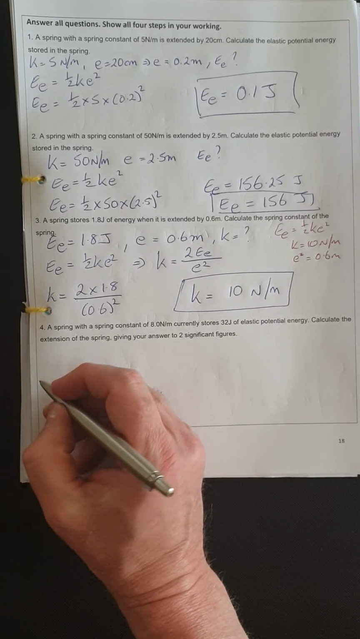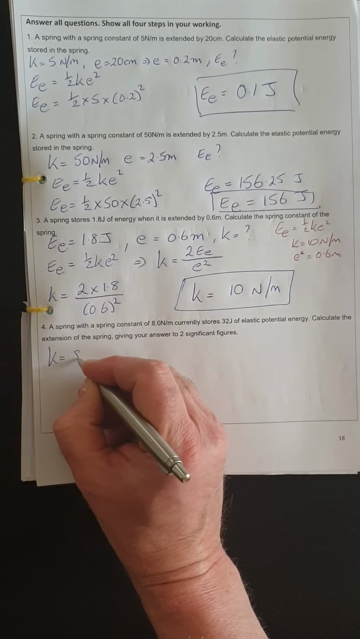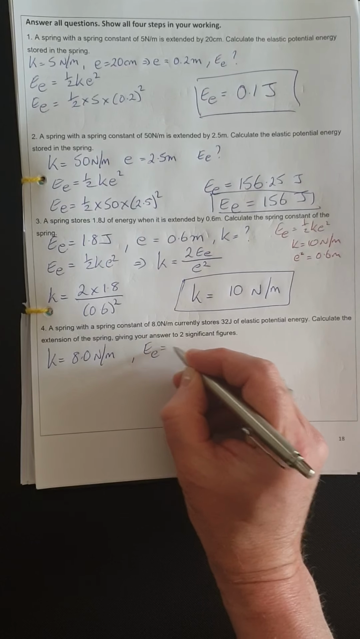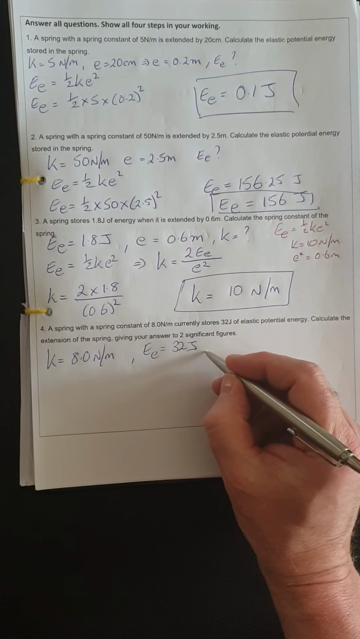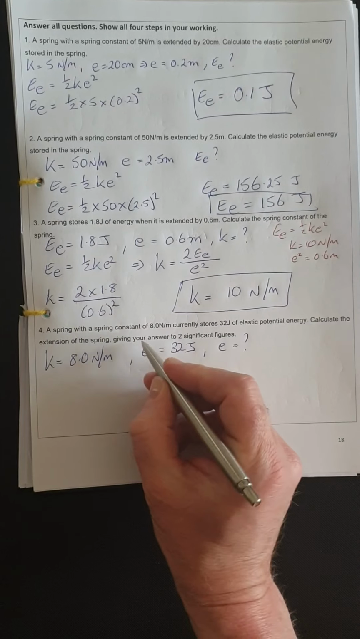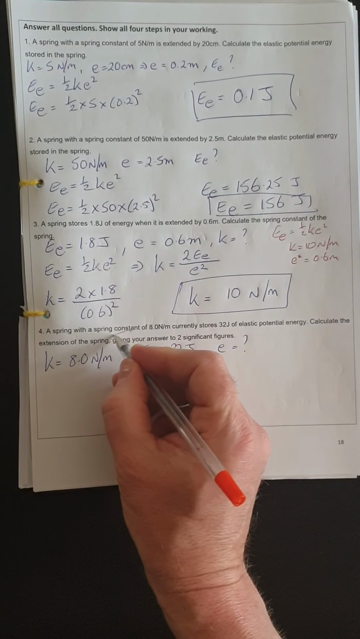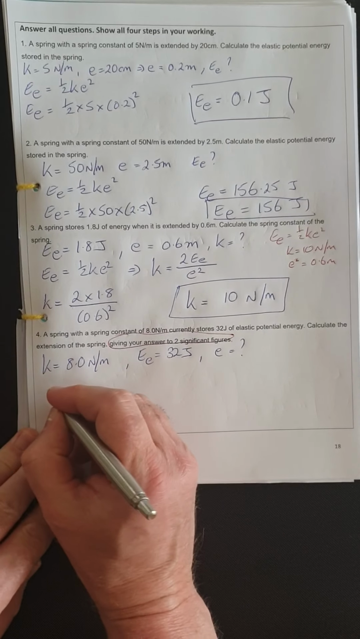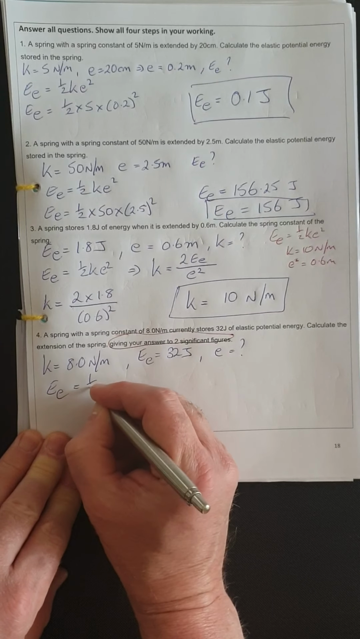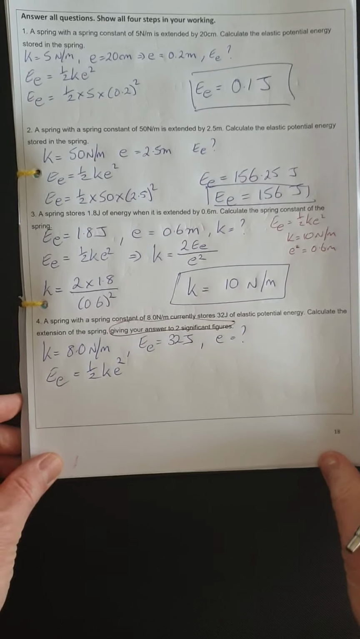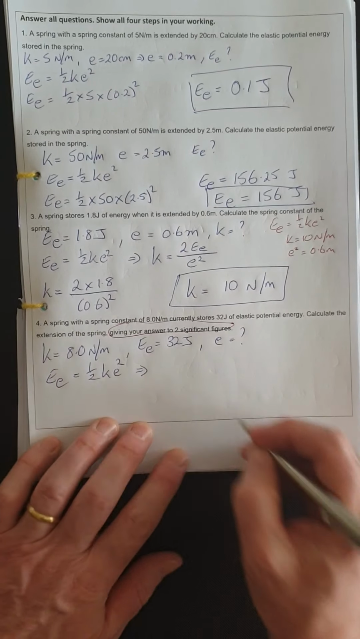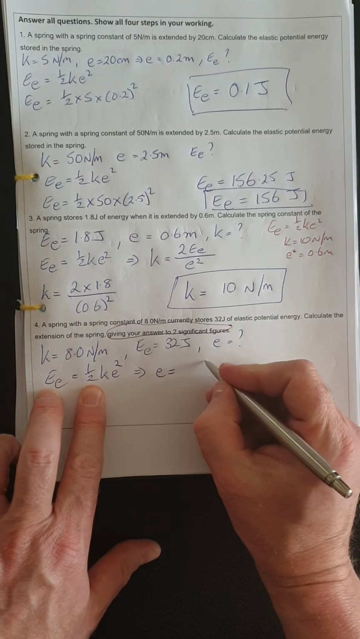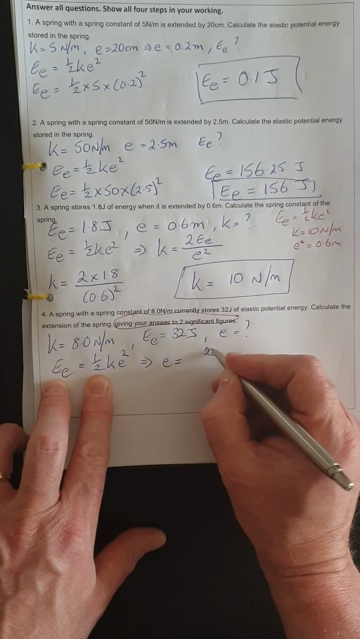Okay, then finally we've got a spring has a spring constant of 8.0 newtons per meter. It's storing 32 joules of energy, and here we want to calculate the extension, and it's one of those questions where it says give your answer to two significant figures. So again, the equation is a half times the spring constant times the extension squared, and I'm going to rearrange this. So I've got the extension equals, which means I need to get rid of the half, so I do that by multiplying both sides by 2.